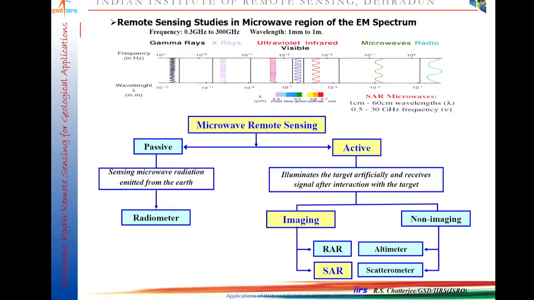That is why real aperture radar is placed only in airborne, so that the height is not much, so that the pixel size can be controlled to some extent, and we can have pixels of a few kilometers, 2 kilometers, 5 kilometers, something like this. Whereas in case of synthetic aperture radar, we are synthesizing a very long antenna, so we are getting a pixel size of a few meters.